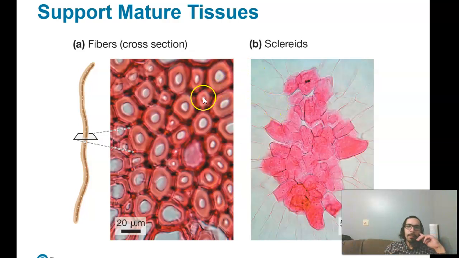So here you can see the fibers in cross section. So you're looking at it head down. After you cut it, you look at it from the top view. That's the cross section. And here you can see a sample of sclereids.